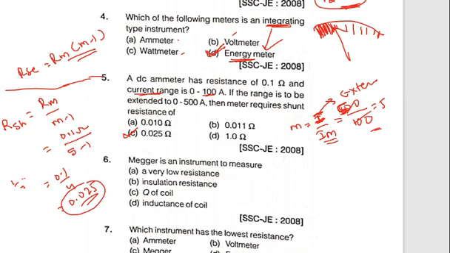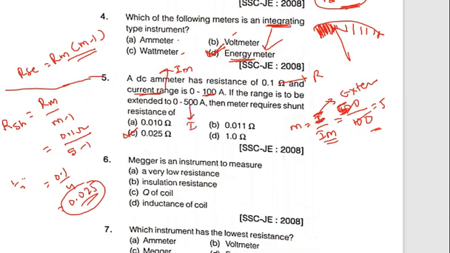Hope you understood. Again I am repeating, a DC ammeter has a resistance given as 0.1 ohm. This is the DC resistance, so this becomes the R. And next, the current range is given. Current range is nothing but Im. That is the meter range, no? This is the Im value. And the extended value given now becomes I.